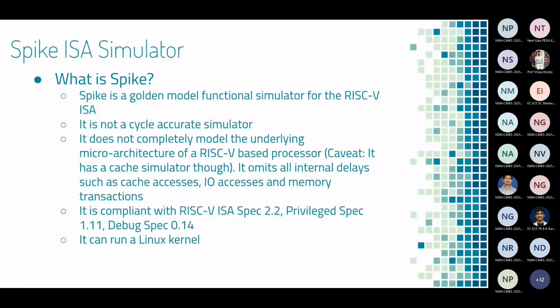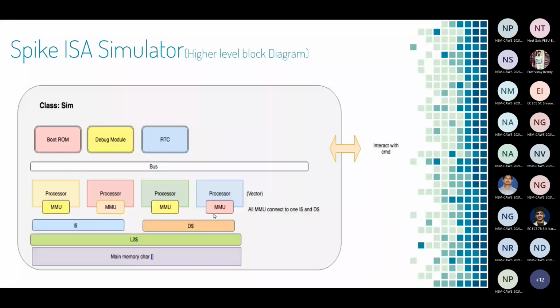There is a silver lining though. It can run a Linux kernel. So if there is time, I'll try to show you Linux running on Spike, but we'll see how we proceed, right? So this is the higher level block diagram. You have different processors, and each processor has its own memory management unit. Then you have the I cache and D cache, which are shared by all the processors. Then you have the L2, and the L2 is linked to main memory.